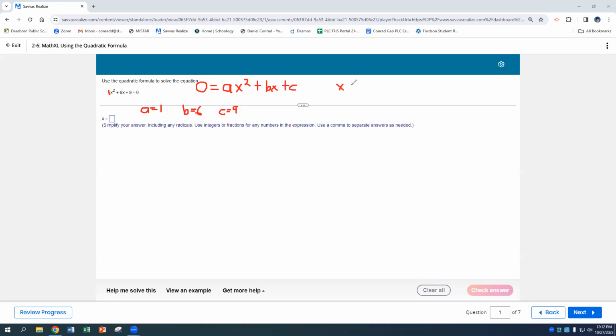Our quadratic formula is going to be x equals opposite of b plus or minus the square root of b squared minus 4ac, all over 2a. So what we're going to do is substitute these numbers into the quadratic formula, and we're going to solve. So b is 6, so it's going to be opposite of 6 plus or minus.